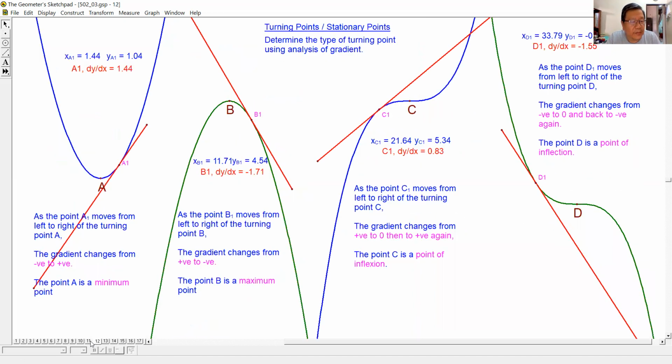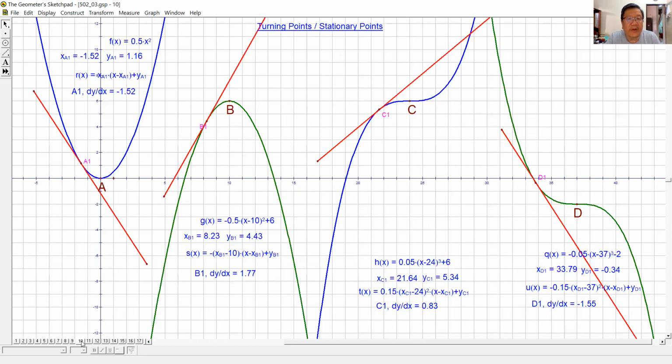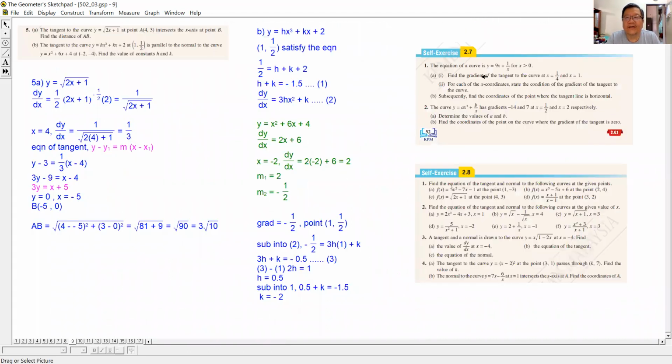So you remember to do the homework. That's all. This homework 2.7, 2.8, and 2.9. So tomorrow I'm going to explain to you how to find the type of turning point. But anyway, if you have questions tonight, you can ask me through the Telegram. I show you, or if I cannot show, I will show you tomorrow the first session. First session, I show you how to do all this.